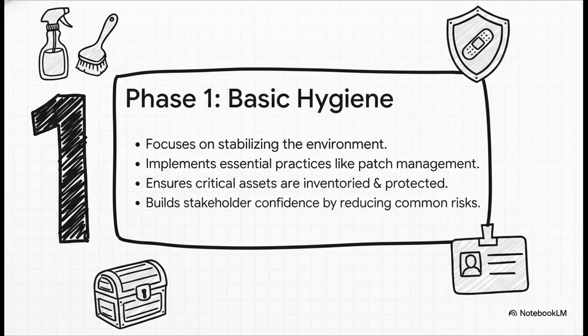Okay, next up, phase 1, basic hygiene. The goal here is pretty simple: stabilize your environment. This means you're putting in place those essential, non-negotiable practices. We're talking about patch management, identity controls, and just knowing what your critical assets are and making sure they're protected. Doing just this step reduces so many common risks and starts building real confidence.